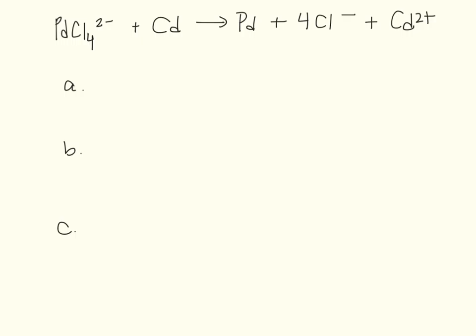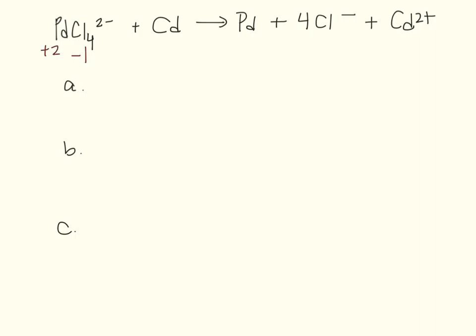Our first example problem today asks us what is being oxidized and what is being reduced. To answer this question, first we need to assign oxidation numbers. The chloride in the palladium 2 chloride compound is going to be -1 because this compound is a salt. So that chloride is going to have the charge that it has in the ionic compound. The palladium will then be 2+.